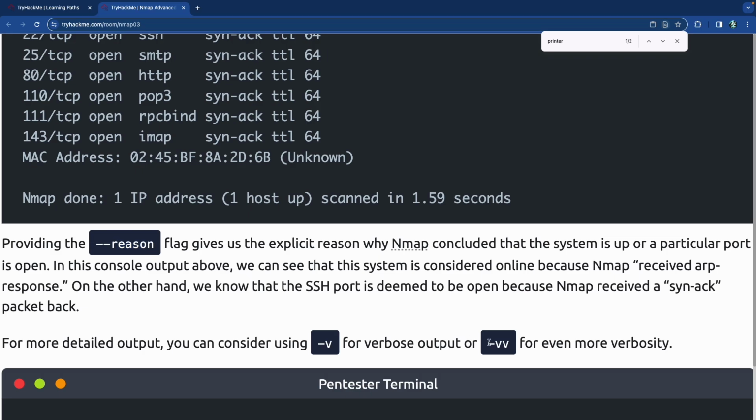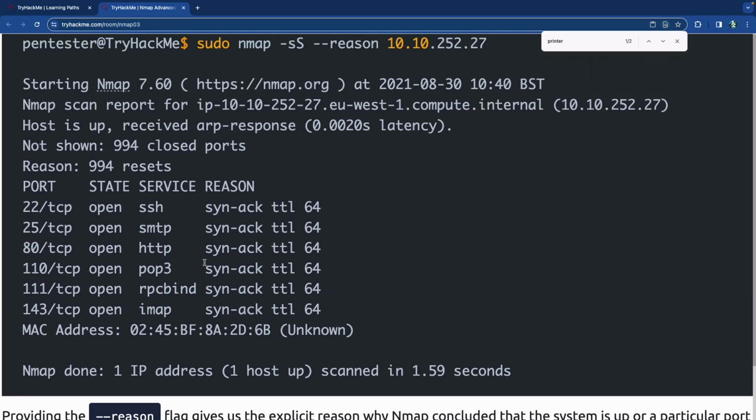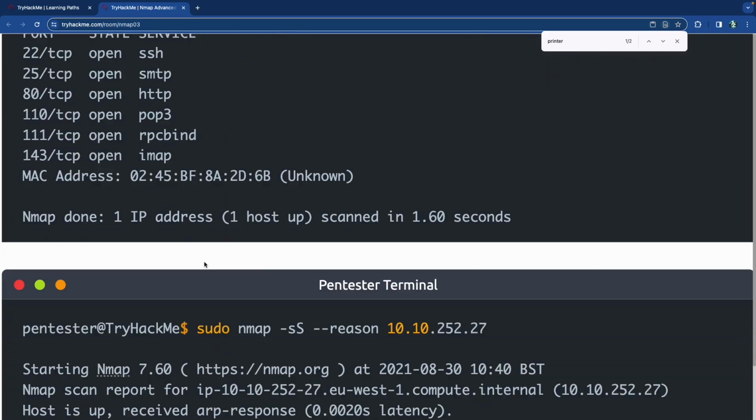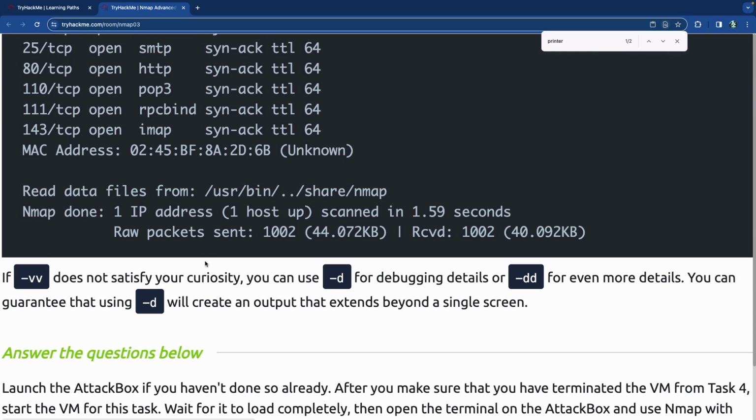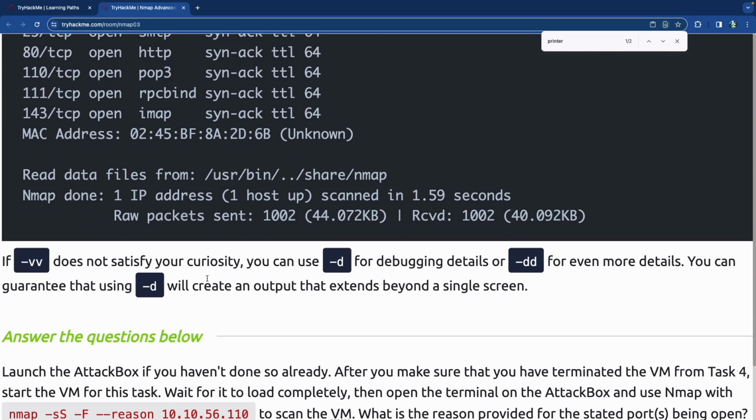These are things that are not going to affect your scan in any way. It's just going to give you more information, and it's always good to have more information, especially when you're doing recon or pen testing or anything like that. So get used to using reason as well as very verbose.